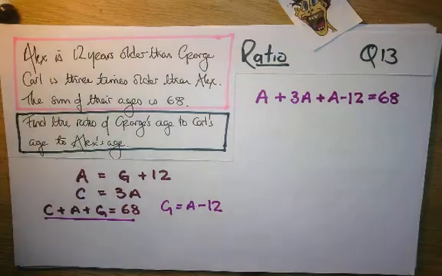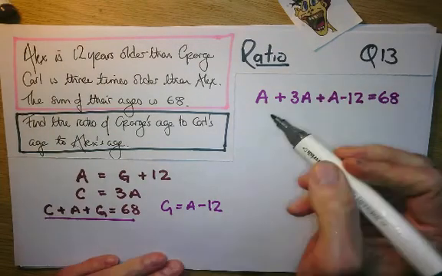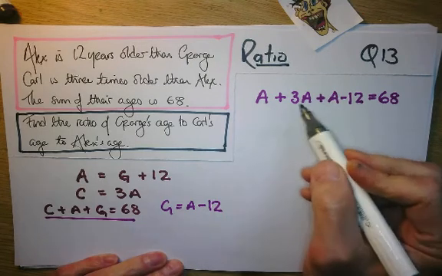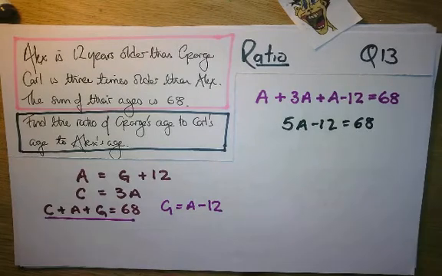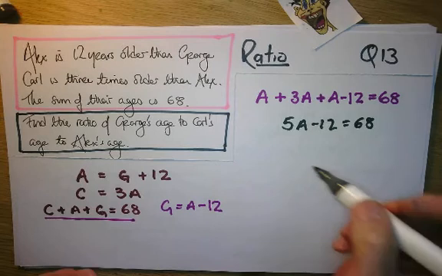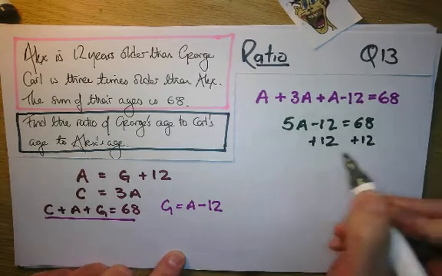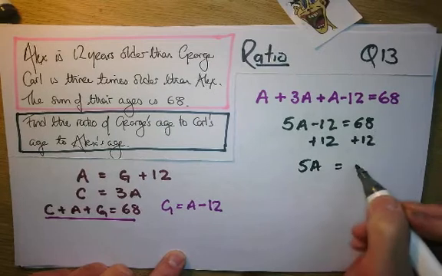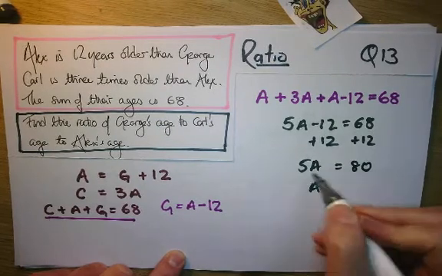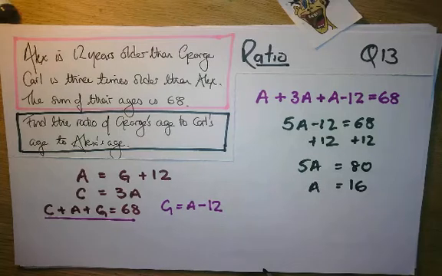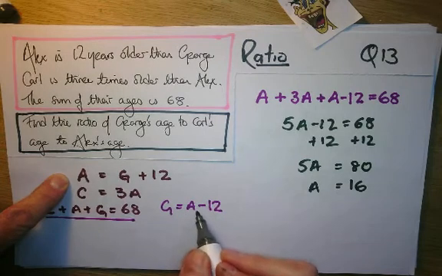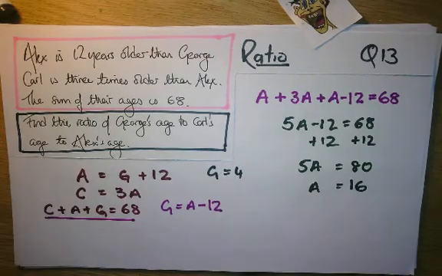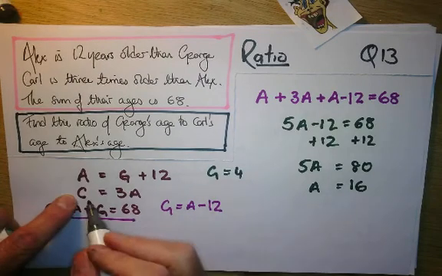Now that helps us. Why? Because I now have just one equation with a whole bunch of A's in. 1, 2, 3, 4, 5 A's minus 12 equals 68. Now what I need to do is rearrange that, add 12 to both sides. I get 5A equals 80. So divide both sides by 5. Alex is 16. If Alex is 16, then George must be 4.